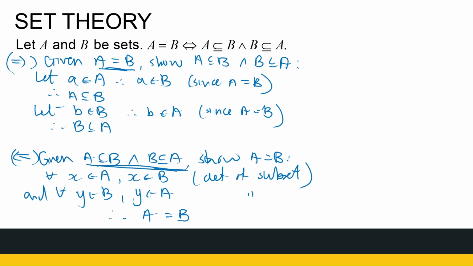So now I've done both directions, so now I can bring it together and say A is equal to B if and only if A is a subset of B and B is a subset of A.